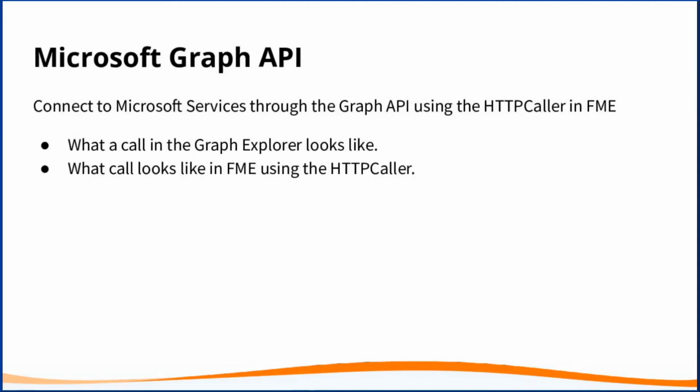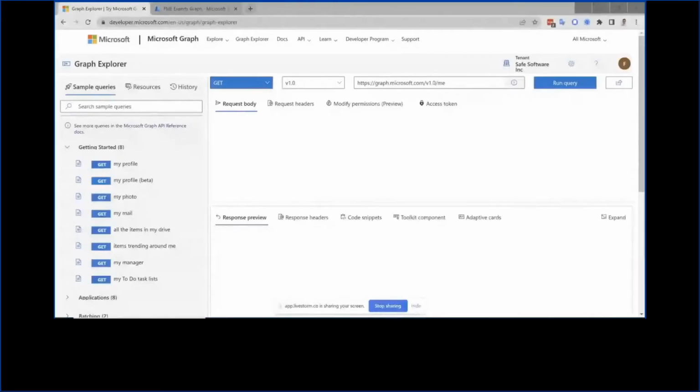Great, thanks, Jen. So yeah, next we're going to take a look at connecting to Microsoft services using the Microsoft Graph API. Okay, so for anyone who might not know what the Microsoft Graph API is, it provides a unified programmable model that you can use to access a tremendous amount of data in Microsoft 365.